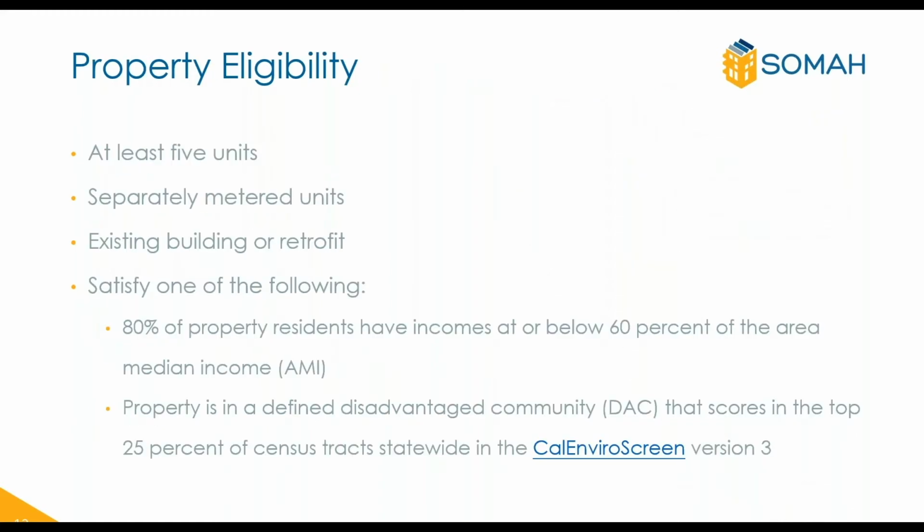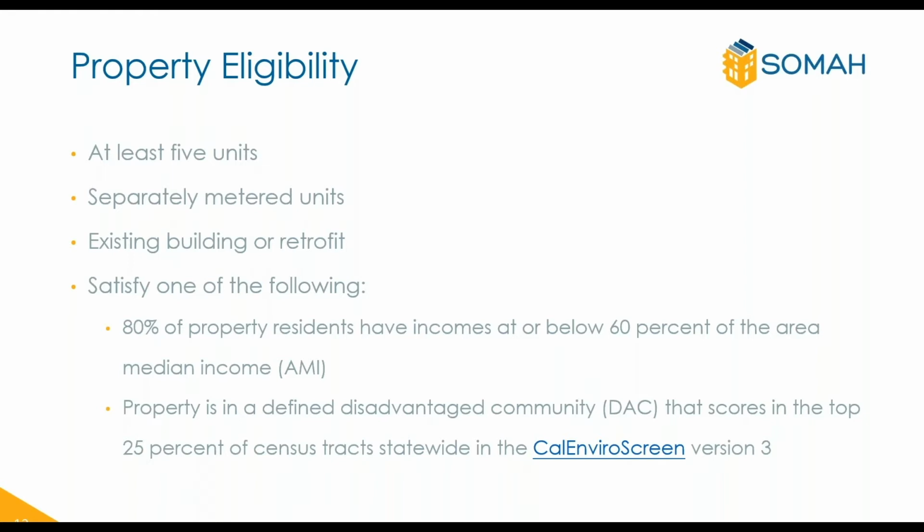In addition to being a customer of one of the 5 participating investor-owned utilities, eligible properties must have at least 5 units, have separately metered units, and be an existing building or retrofit. New construction is not eligible for SOMA, unfortunately. The property must also meet one of the following criteria.